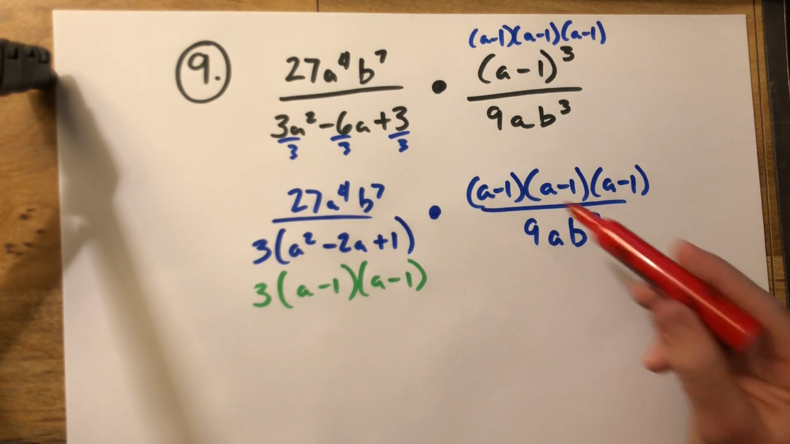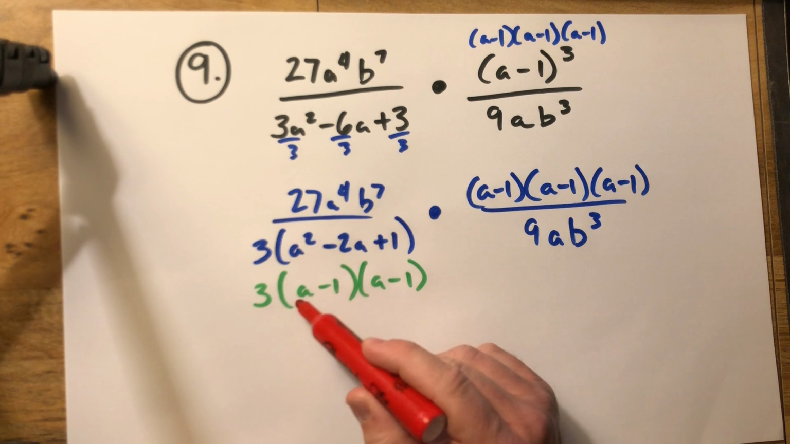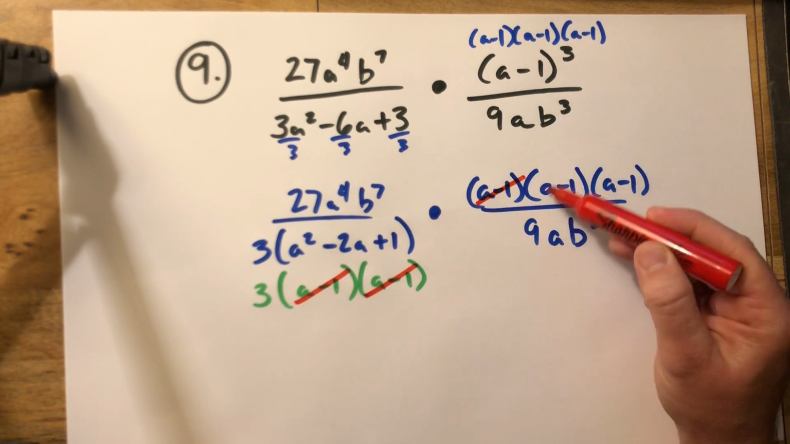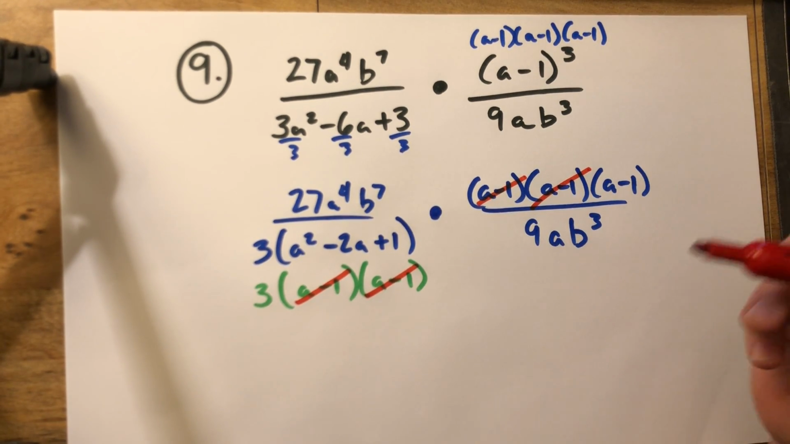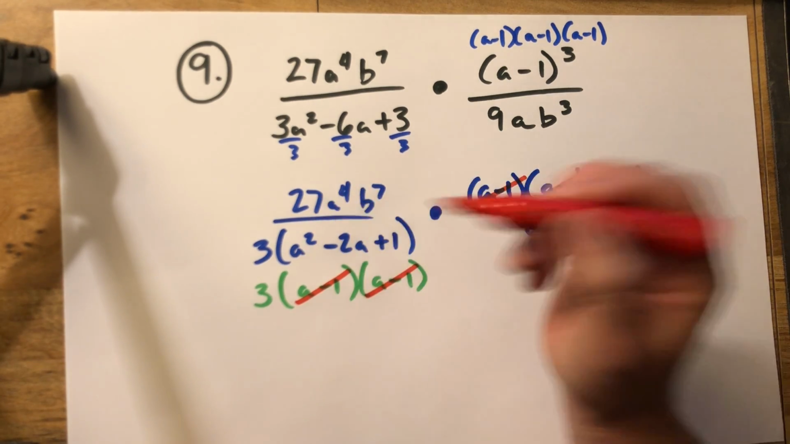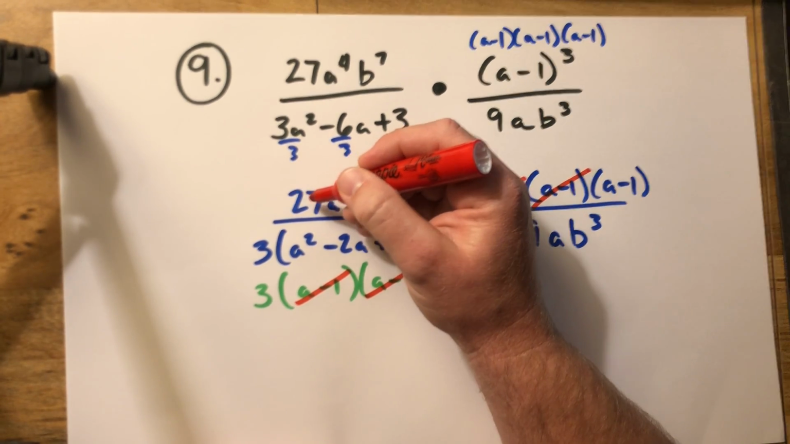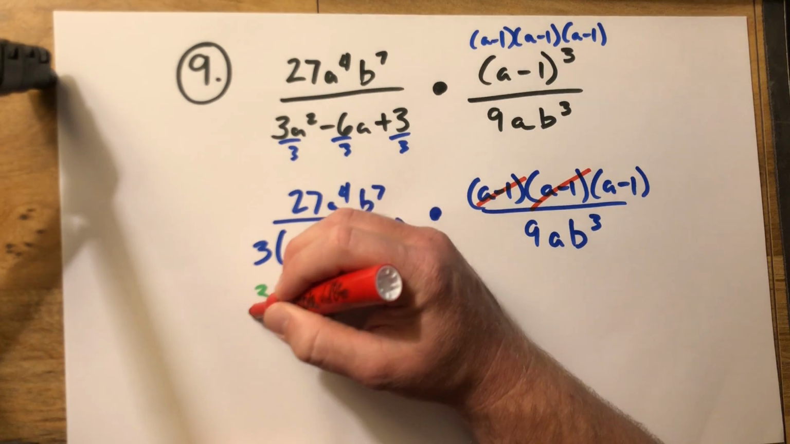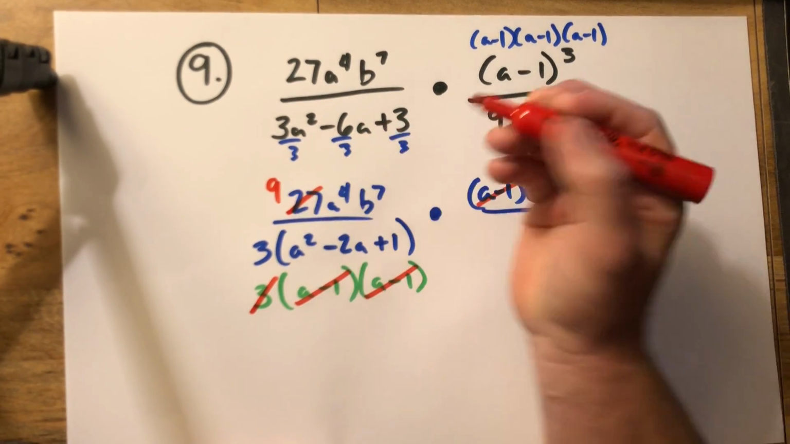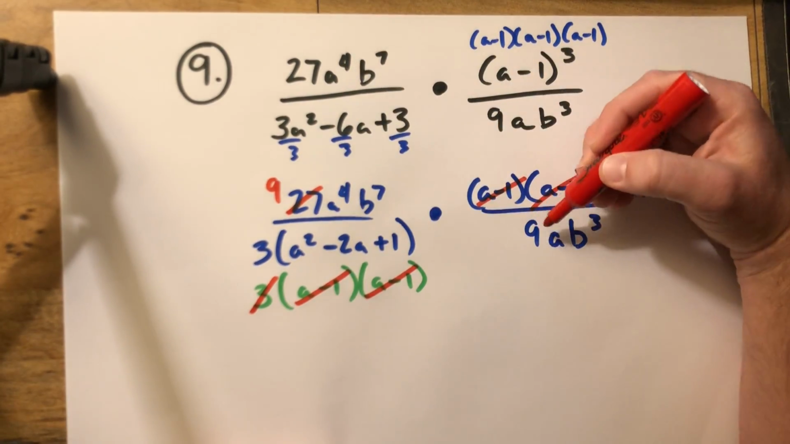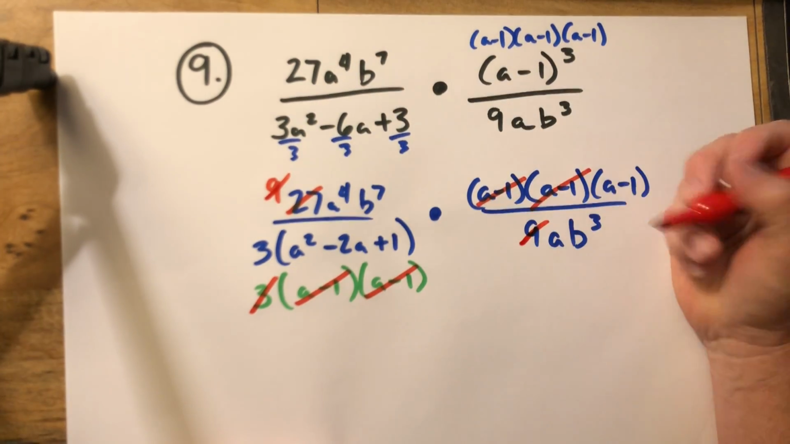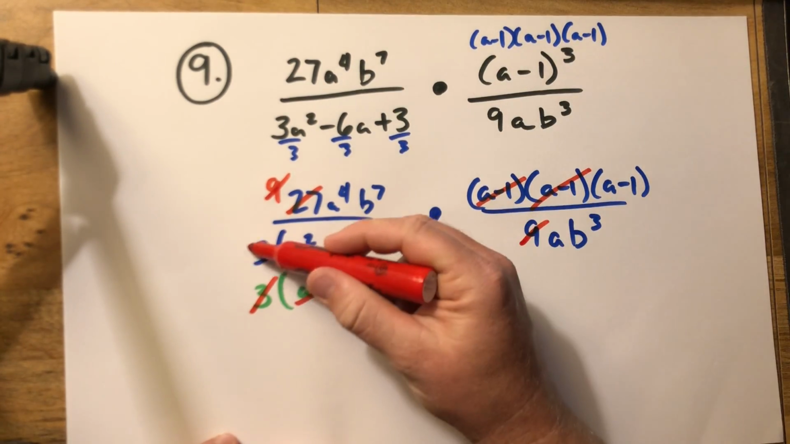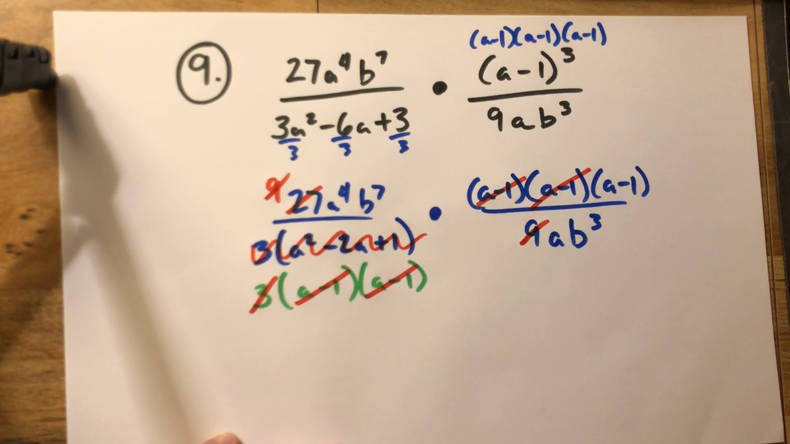A lot going on here. I see these a minus 1s. I have 2 of them down here. 2 gone. 2 gone up here. Look at the 3's. Let's divide 3. We have 27 divided by 3. 3's gone. This leaves 9. 9 divided by 9 is 1. So those are both gone. Just get this out of the way so I know it's not there anymore.